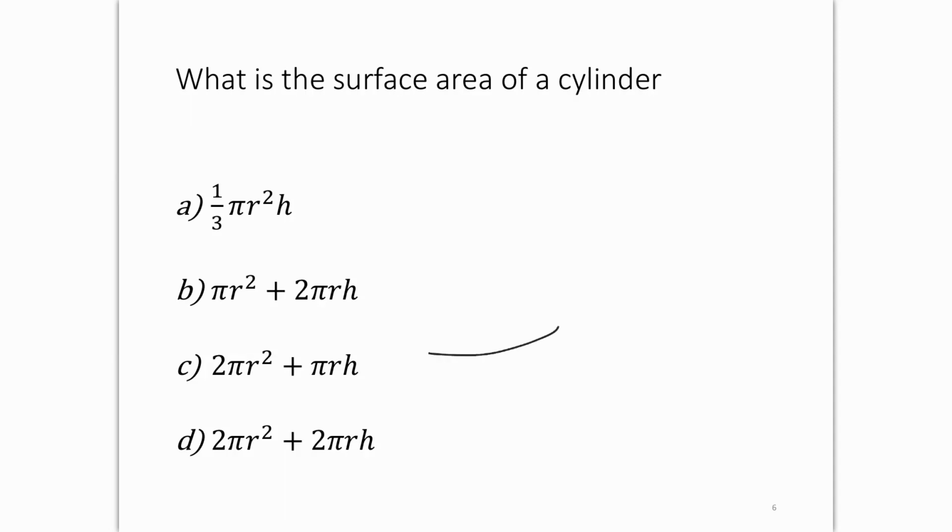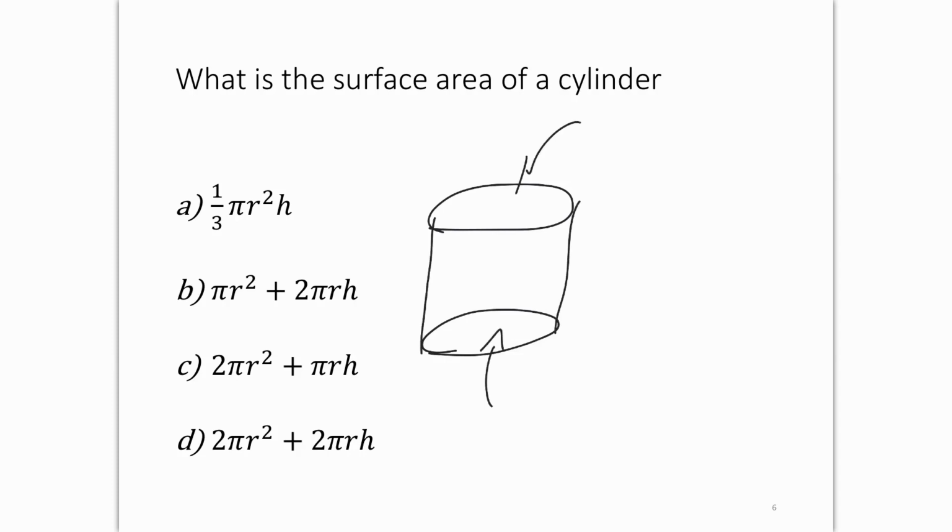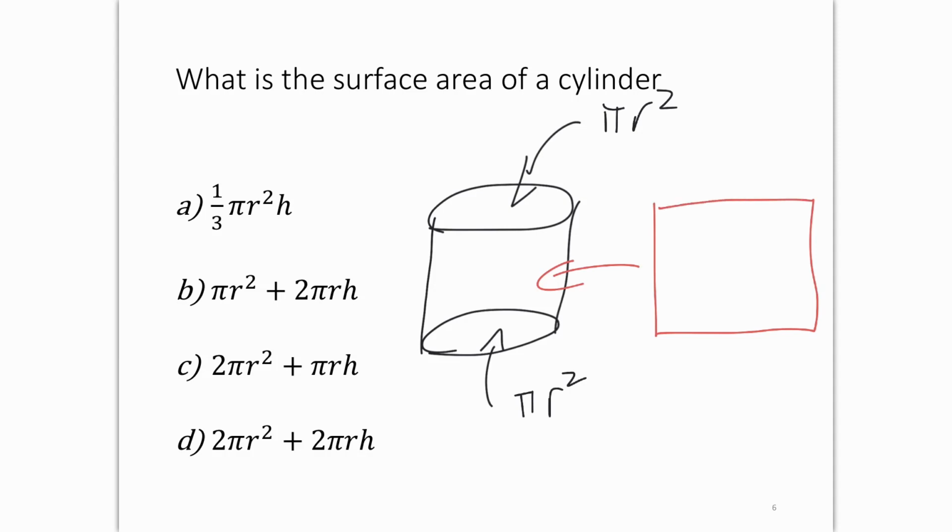If we draw a cylinder, we see that a cylinder has a top and a bottom, and then it's got this portion that goes around. Well, the top and the bottom are both circles, so they're going to have area pi r squared, and so we're going to get a 2 pi r squared, which starts to lean towards maybe formula C or formula D.